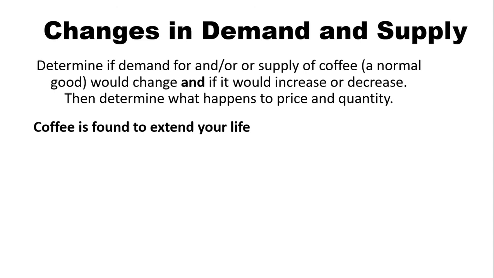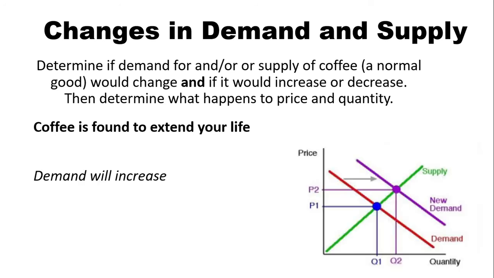This one's my favorite. Coffee is found to extend your life. If that's the case, we're probably going to prefer to drink coffee. If we think it's going to make us better, then we're going to want to drink coffee. So demand is going to increase. If demand increases, shifts to the right, which increases price and quantity. So the key on these is to know which factors we're dealing with, and we can figure it out from there.